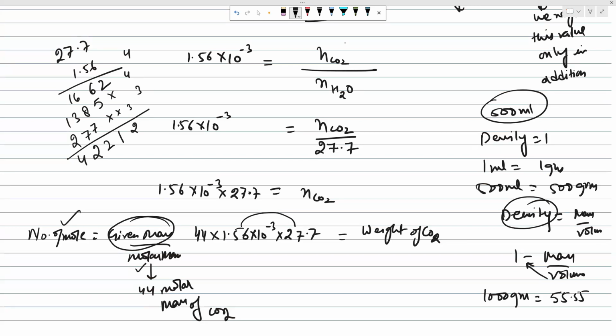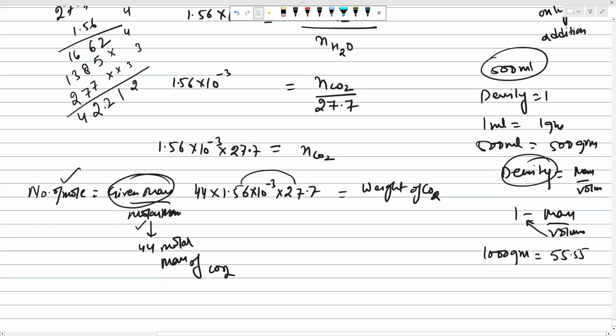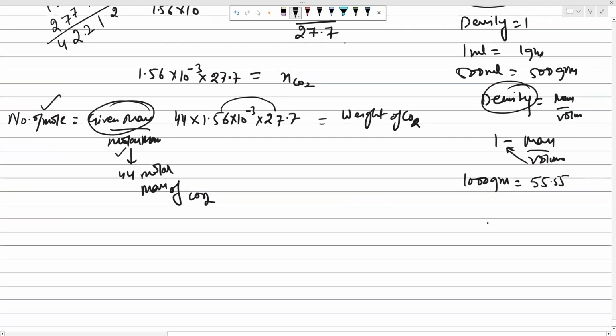You are getting 4, and you place the decimal after 3 digits here, because 2 from here and 1 from here, 2 from here. That is 42.12. Now you have to multiply this number by 44. So 42.212, when multiplied by 44, what will you get?